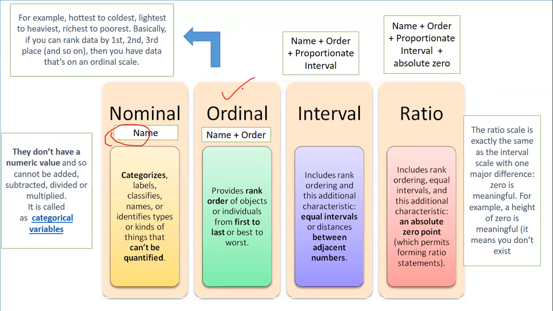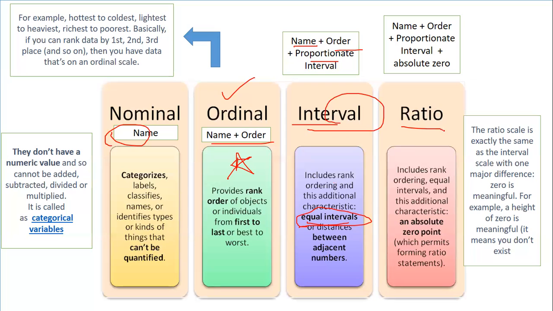When we go to the ordinal scale, it has name plus order. So it basically provides rank, like first or last, or best or worst. If we take examples like hottest to coldest, lightest to heaviest, richest to poorest, you can rank it based on the data which is available, that is, we include name as well as order. Then we have the interval scale, which is based on equal intervals, and which not only includes name, it also includes order and value. For example, equal intervals, that is equal distance, are a part of the interval scale.